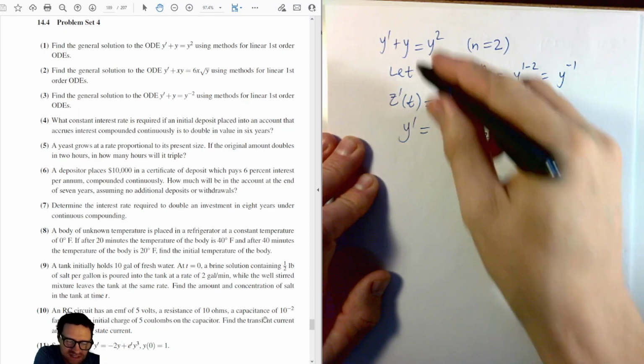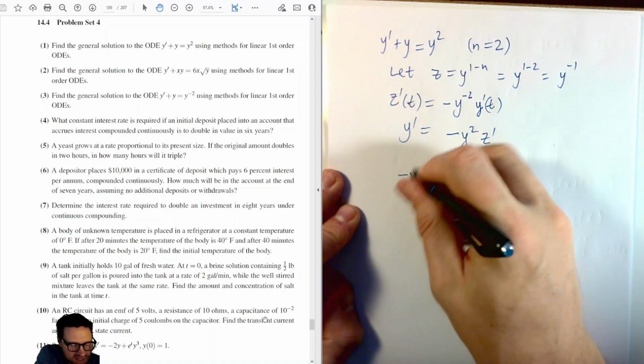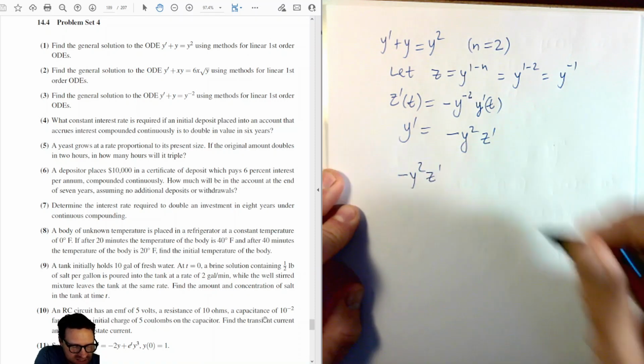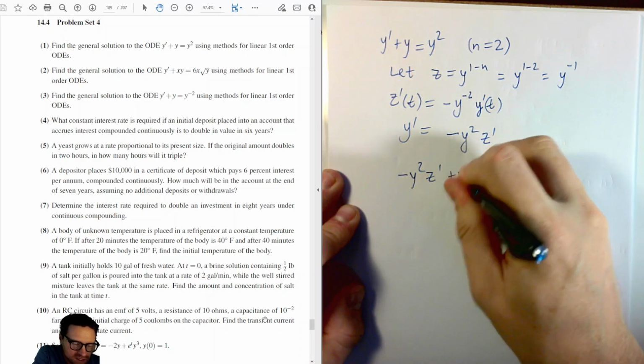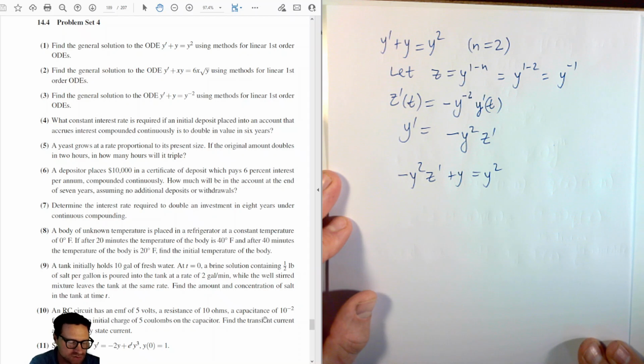And now we sub this into our equation, and we get minus y squared z' plus y is y squared. Okay, and so now we want to divide throughout by minus y squared so we can get a linear differential equation to solve.